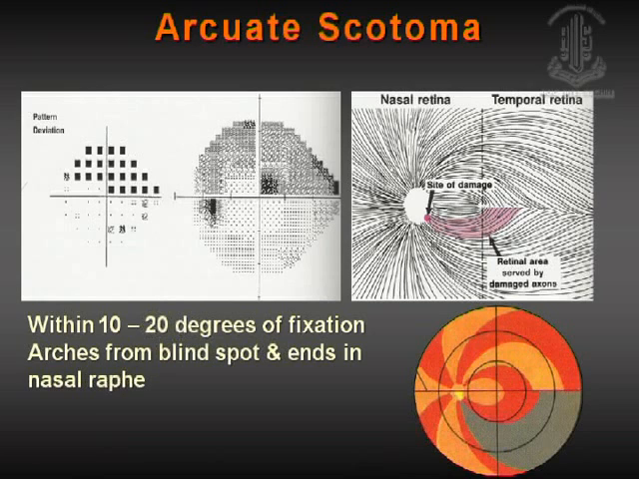The site of the damage, as you can see, is here on the optic disc, and these are the fibers which are damaged. So if you see a picture like this, all these fibers are gone and you are getting a defect on the opposite side on the visual field.